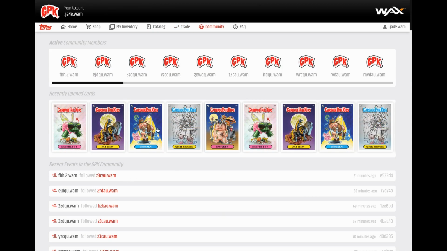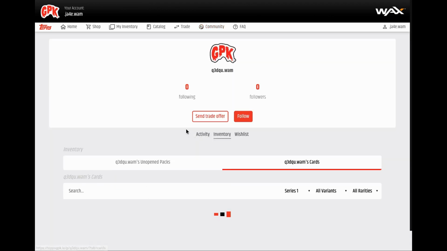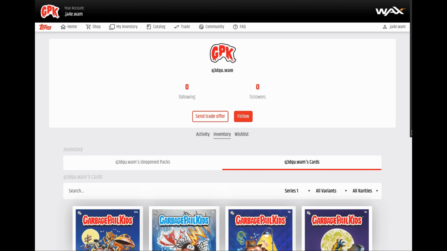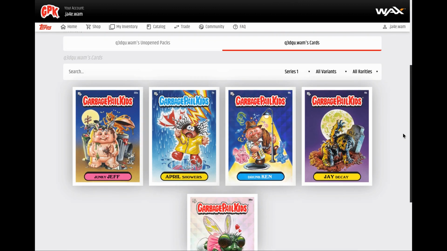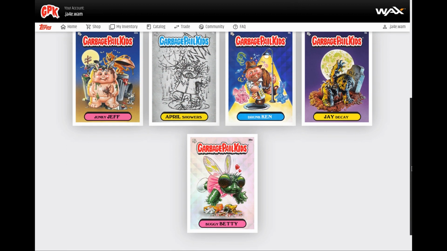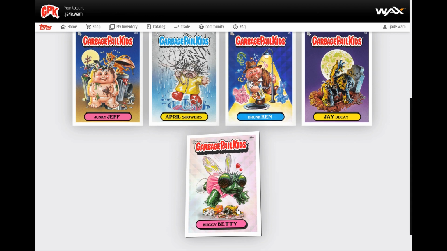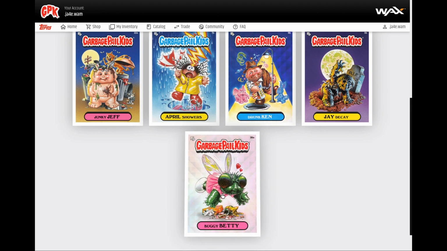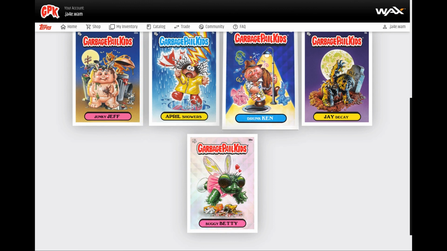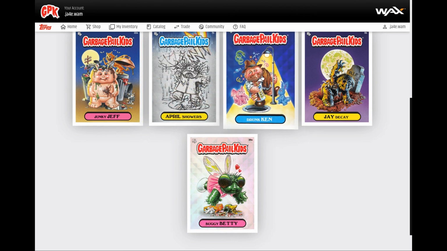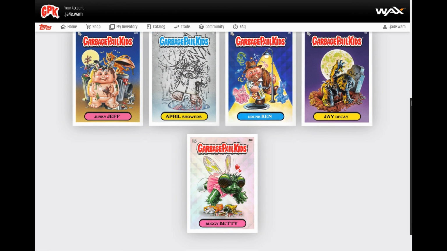So we can see people following each other. Okay, recently opened cards. So if I wanted to go and buy this Sketch April Shower, we can see here this is the wallet address, and we can see their cards. So they're similar to me. They got Buggy Betty. Yeah, they got April Showers. They got Drunk Ken rather than Boozy Bruce or whatever the one I had. That's the A and B, different name versions of the cards.